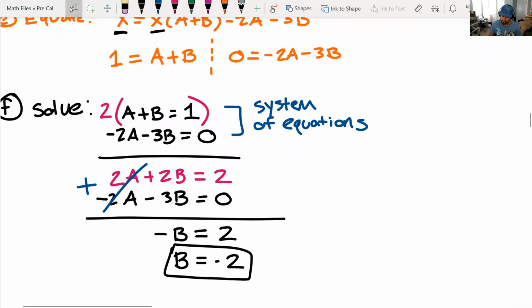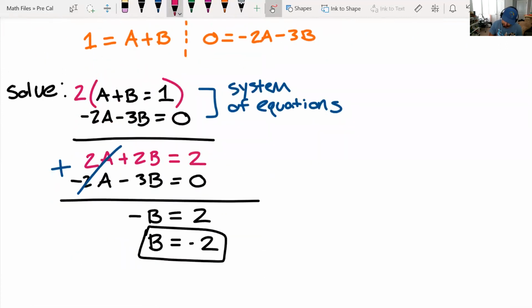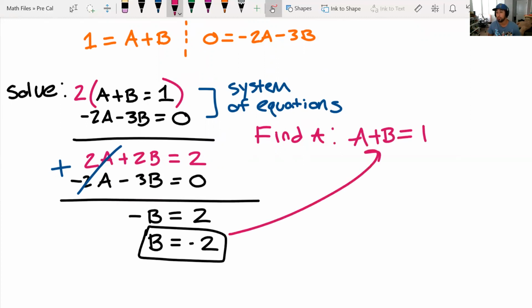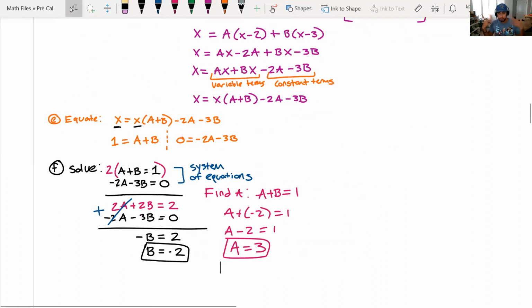And since you have b, you can now solve for a. So we're going to say, since you have b equals negative 2, we're going to find a. And I'm going to use the first equation given. A plus b equals 1. Plug in negative 2 for b, and a plus negative 2 equals 1, which means a minus 2 equals 1. Add the 2 over, and a equals 3. Woo, right?